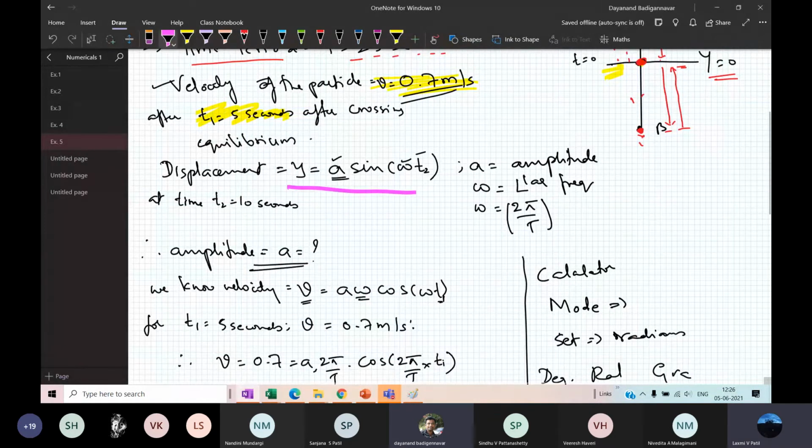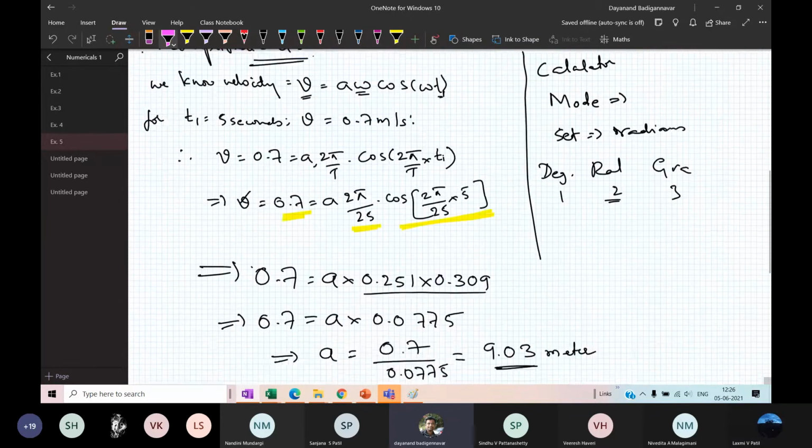In this I have evaluated Y. You calculate omega. Omega is also known. T2 is there. T2 is 10 seconds. Calculate the value of Y. A is 9.3 now. Omega you have to calculate. You can directly substitute it as 2 pi by T. T is 25. Then calculate the value of Y.